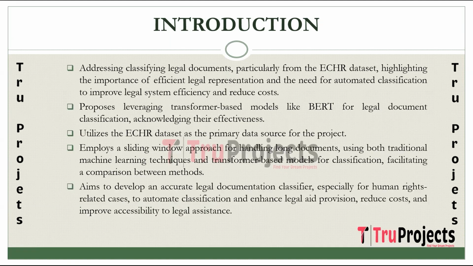The primary aim of the project is to develop an efficient legal documentation classifier that can accurately categorize legal documents, particularly those related to human right violations. By automating the classification process, the project aims to enhance the provision of legal aid, reduce cost, and increase the accessibility of legal assistance to individuals in need.